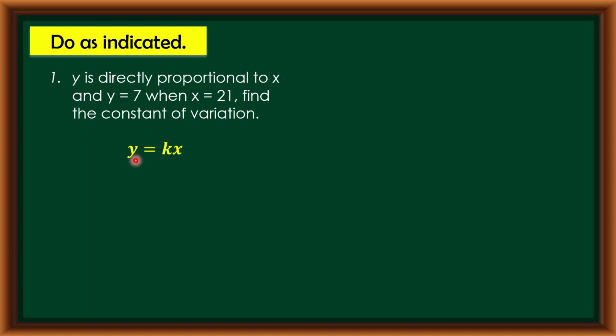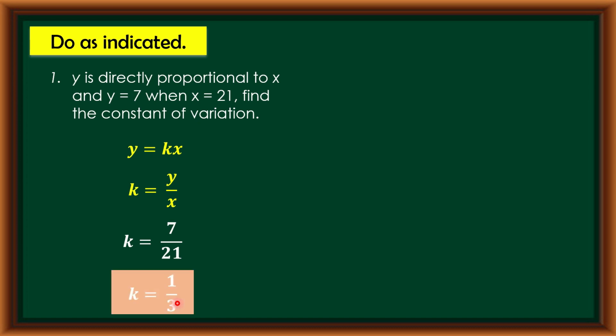So we have here y is directly proportional to x. Therefore, our equation will be y is equal to kx. In which to find the constant of variation, it will be equal to y over x. Since in our statement it says that 7 is equal to y and 21 is equal to x, therefore we have k is equal to 7 over 21. Simplifying this one, therefore our k will be equal to 1/3. And this is the constant of our variation.